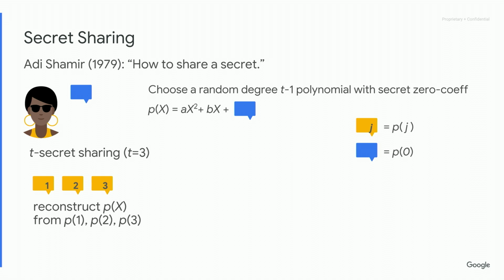And this is true for any arbitrary degree. So if you have a degree 5 polynomial, then you need 6 points to evaluate, and then you get a 6 secret sharing, as opposed to a 3 secret sharing. And it doesn't matter which 3 points you evaluate on, so long as they're different. Then you end up getting P of x. And with P of x, you can recover P of 0. And with P of 0, you can recover the secret.